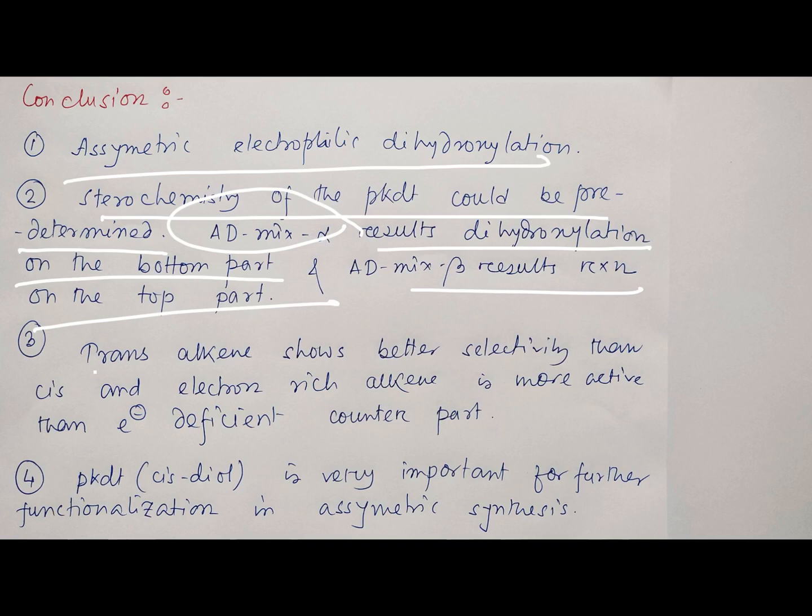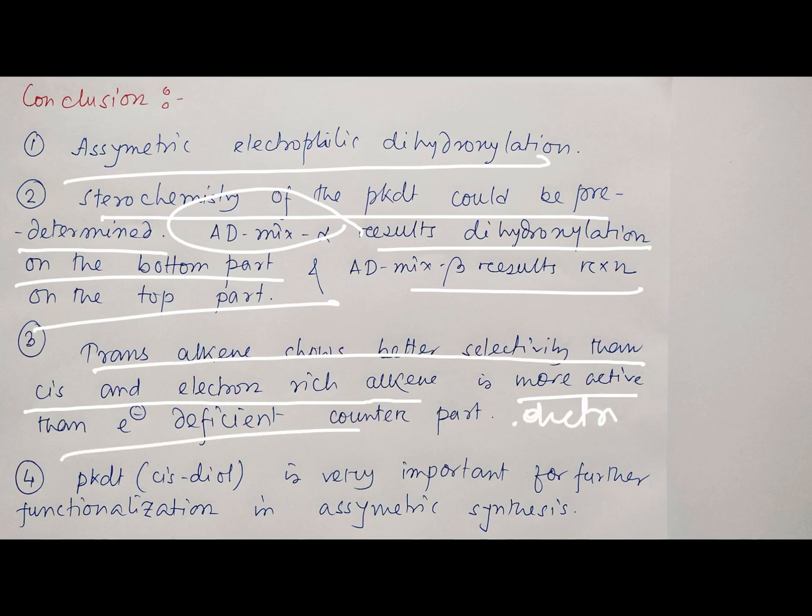Okay, the third point is the trans alkene shows better selectivity than the cis, and electron-rich alkene is more reactive than electron-deficient because it is electrophilic dihydroxylation. Sorry, I began saying epoxidation. If I make any mistake during the talk, please excuse me, because the two are similar, so I make the mistake. Product: the product is a cis-diol.